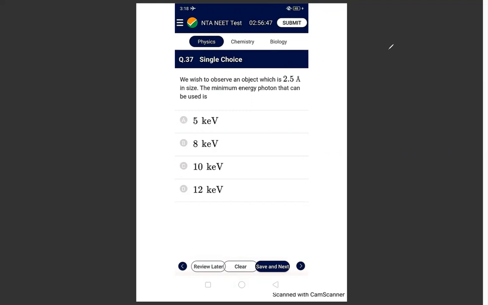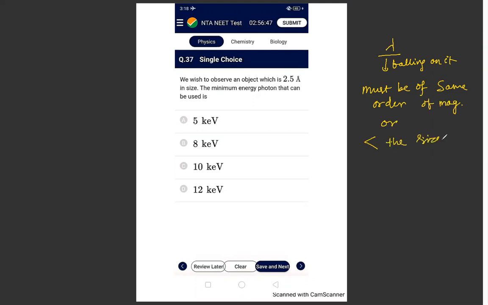We can write down that the lambda that is falling on it must be of the same order of magnitude or smaller than the size of the object. Clear?